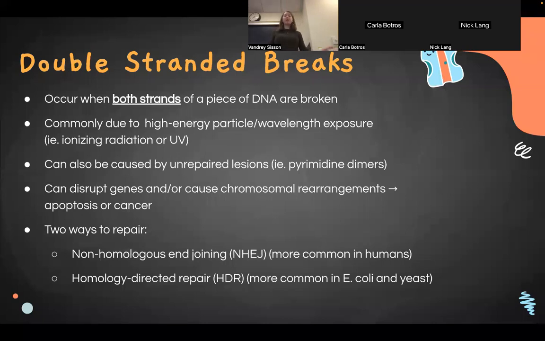So our last type of damage, we have two ways that we're going to repair it. It's double strand breaks. So on our molecule of DNA, both strands are broken. And that has the same cause as the pyrimidine dimers. If we have any high energy input onto the DNA, then that could cause a double strand break. And also unrepaired lesions. If the repair machinery misses a pyrimidine dimer, that can eventually cause them to break.